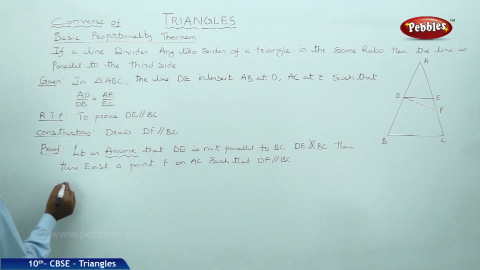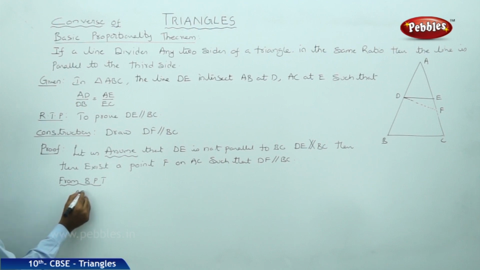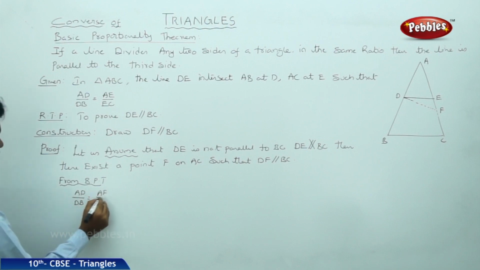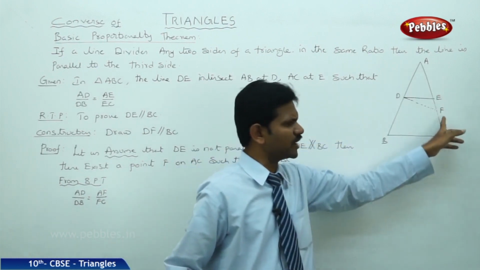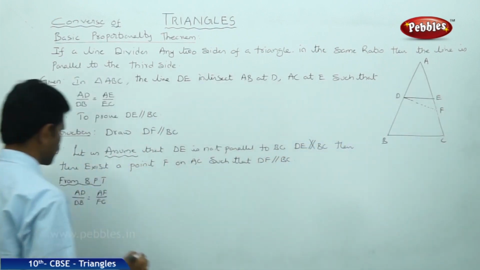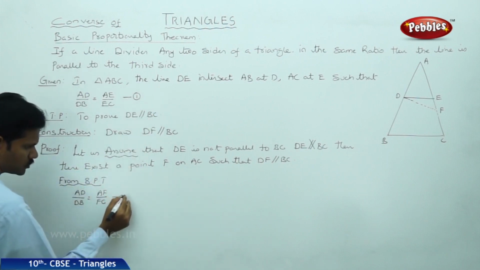Now, from BPT, AD by DB is equal to AF by FC. Now this is equation 1. Now this is equation 2.